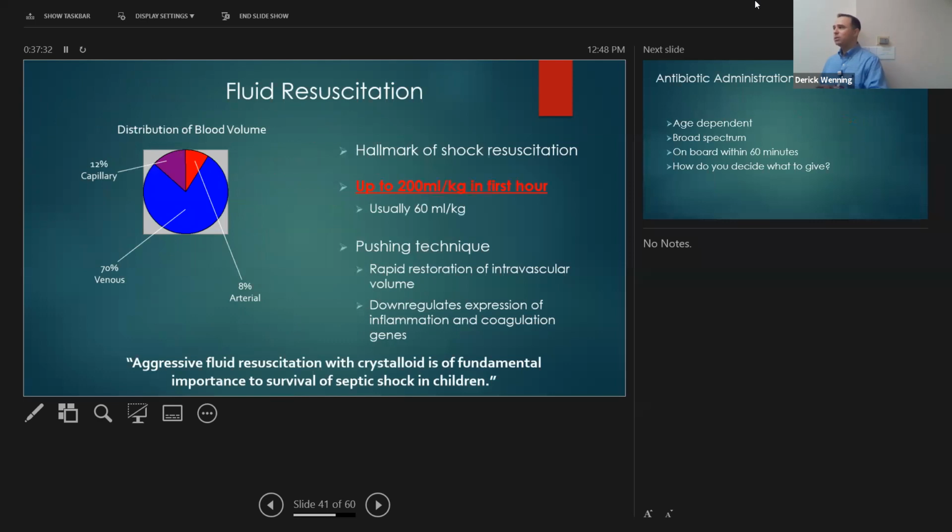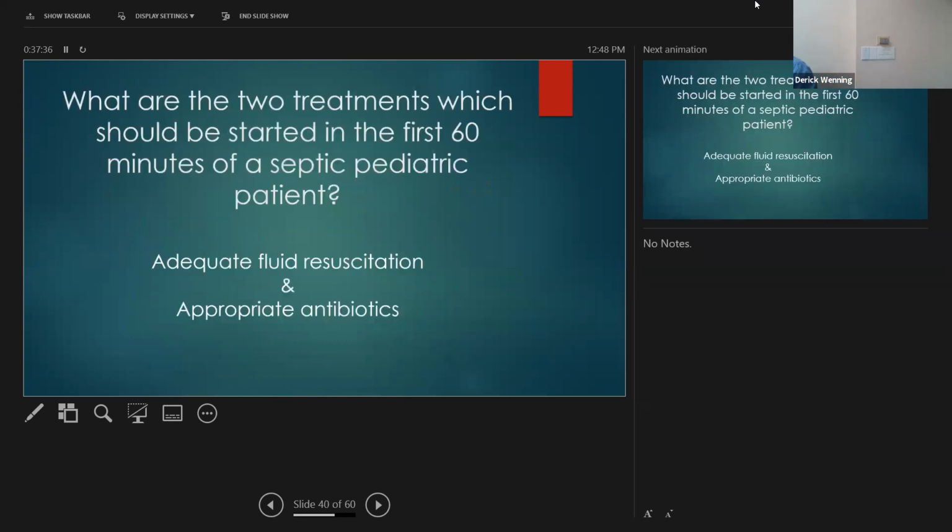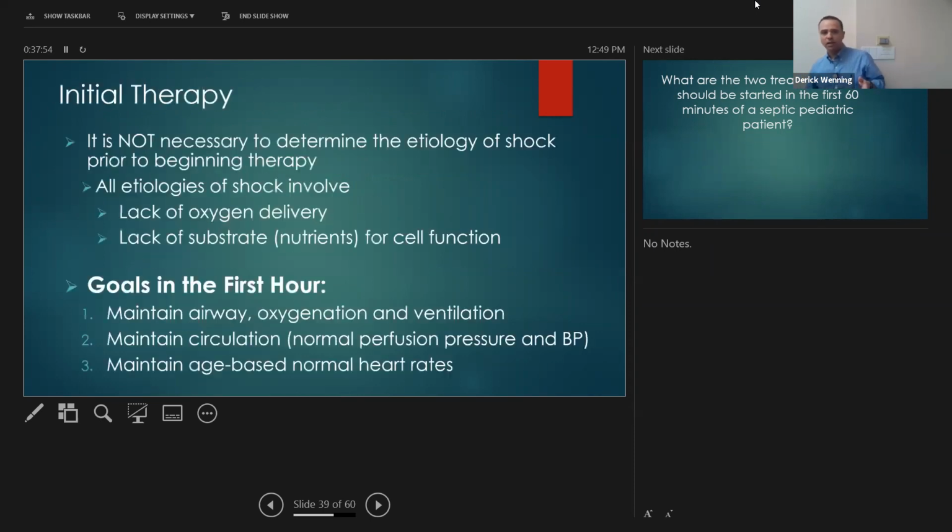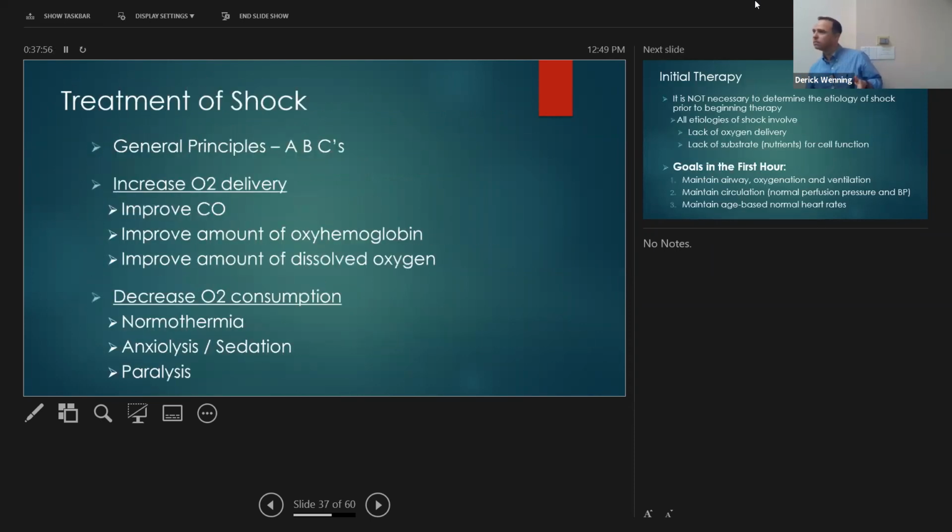So adequate fluid resuscitation. Yes. Not oxygen? Wouldn't oxygen be one of the things that should be started? You can absolutely put the patient on supplemental oxygen, to increase oxygen delivery, that's fine. But as far as the treatments you're going to do to reverse this pediatric sepsis, it's going to be volume resuscitation and antibiotics. Because we already did the ABCs way back here.